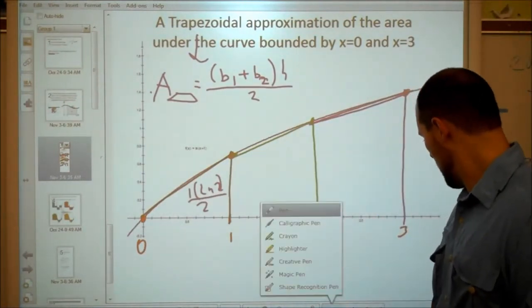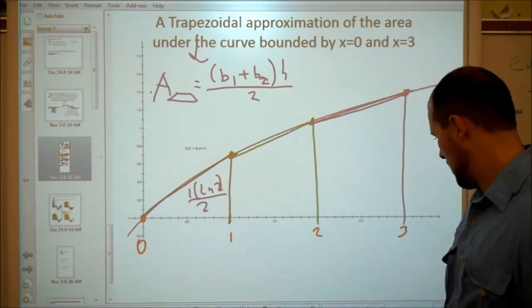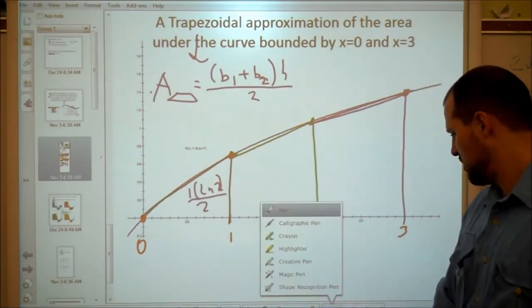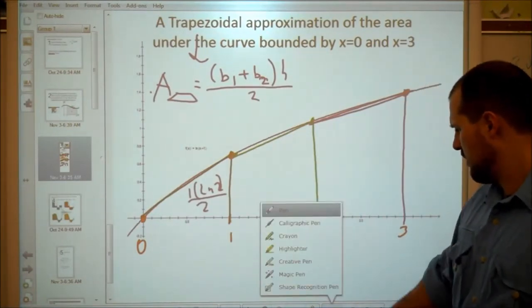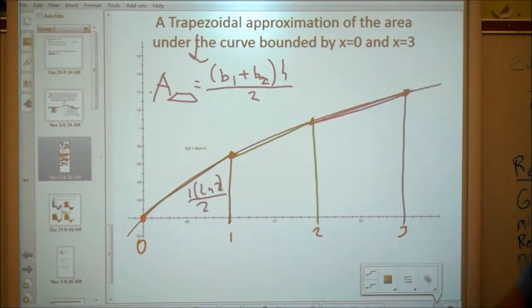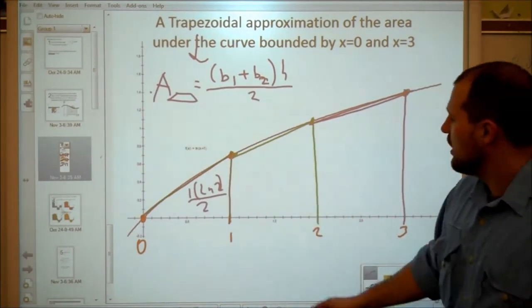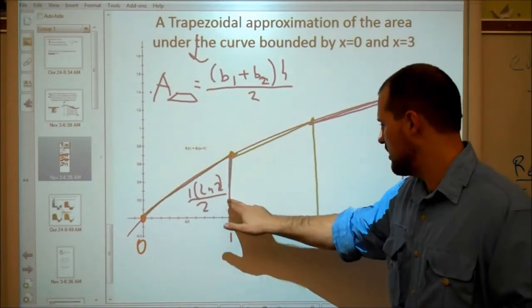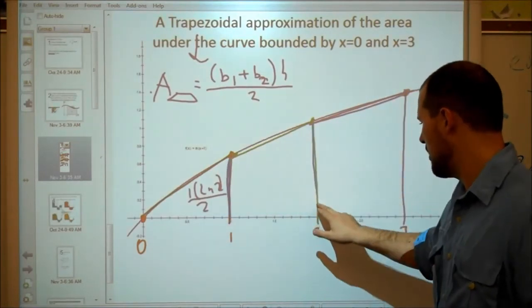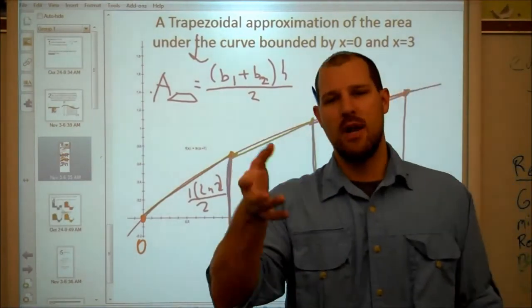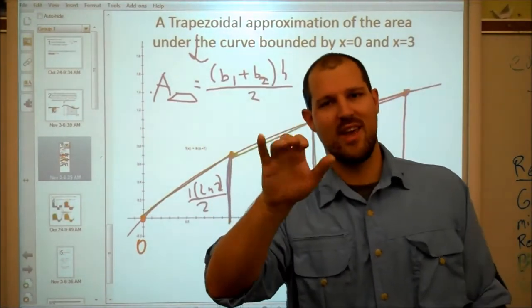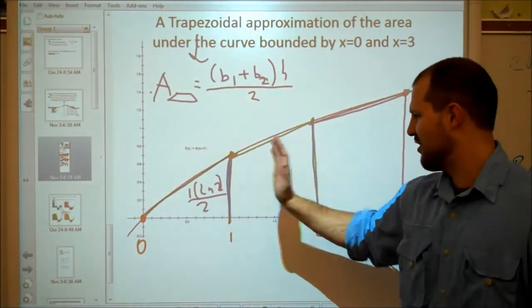The bases, and I will put them in blue if I can remember how to change the color. I can't find my colors. Oh, there's my colors. Okay, there's my blue. Okay, so I'll put it in color. The bases are these vertical sides. That confuses some people. They go, wait, but bases are at the bottom! Right, but the shape has been rotated, okay? So the bases are the verticals on this one.